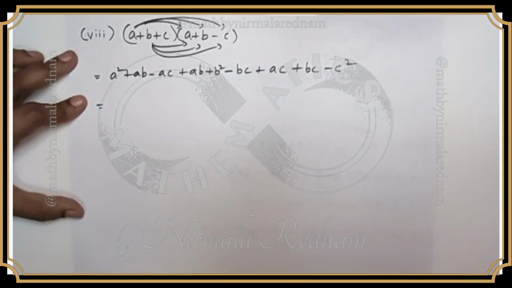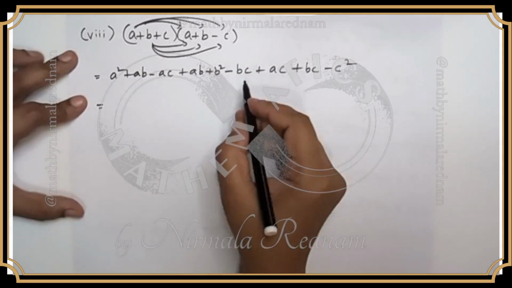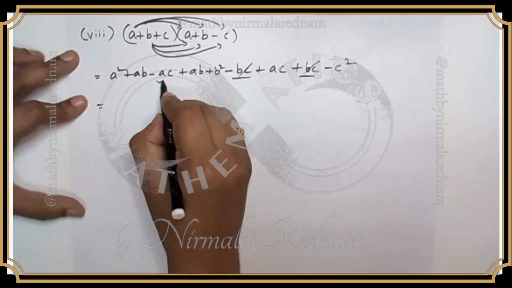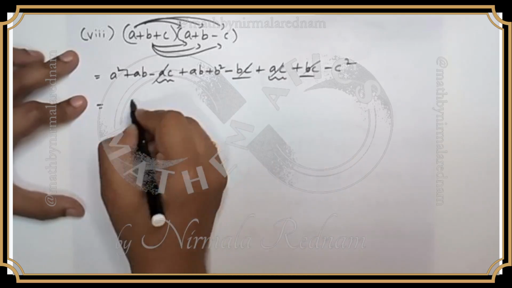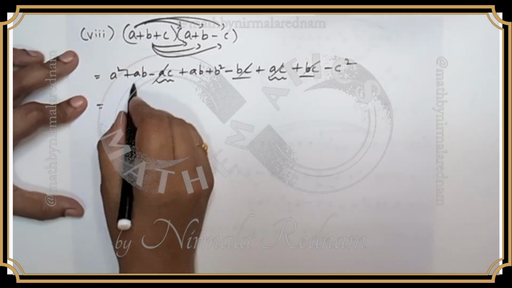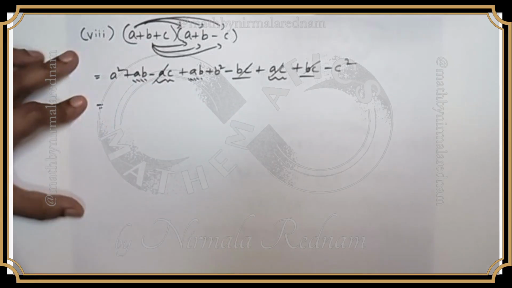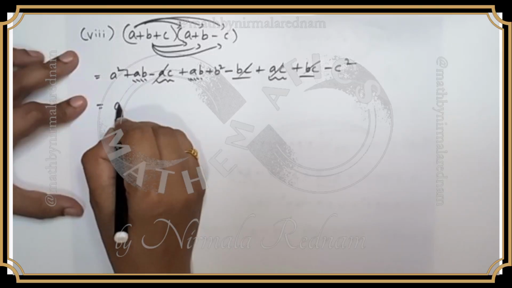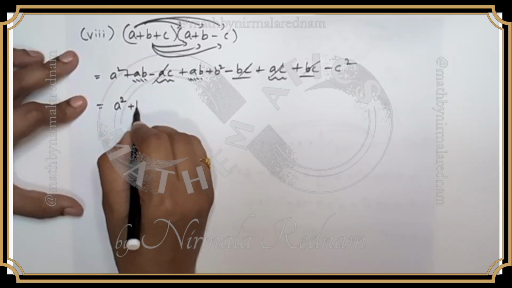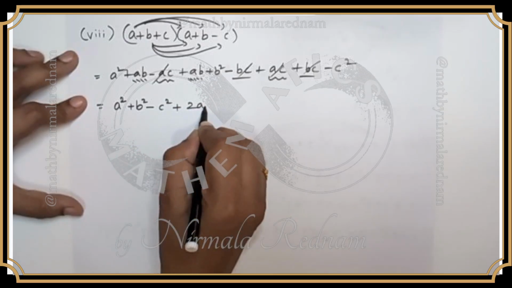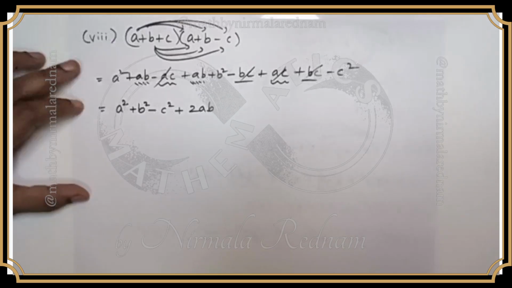So if I write this in standard form, first let's check if there is anything that cancels out. bc and bc is going to cancel out. ac and ac, plus and minus, will cancel out, right? And then I have one ab here and one here. These are also like terms which will become 2ab. So I have a square plus b square minus c square plus 2ab. So this is your final answer.